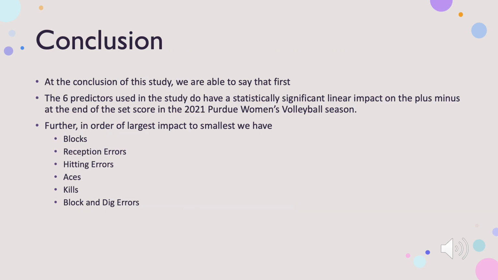At the conclusion of this study, we were able to say that first, the 6 predictors used in the study do have a statistically significant linear impact on the plus-minus at the end of the set score in the 2021 Purdue women's volleyball season. Further, in order of largest impact to smallest, we have blocks, reception errors, hitting errors, aces, kills, and dig errors. This answers our other research question of which is the largest impact. That would be blocks.